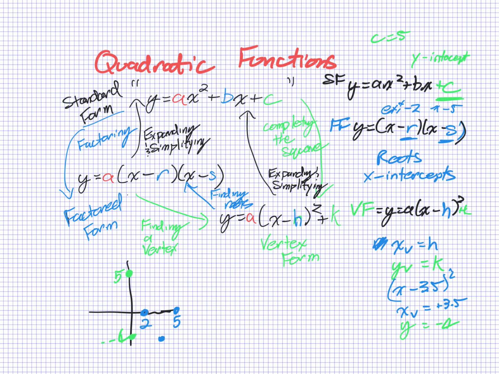Okay, so when I go to connect these, all of those pieces in the different forms give us the information we need about a quadratic. We figure out the y-intercept, we figure out the two x-intercepts, and this is the vertex here. So each of those gives us a key piece of the puzzle that we're trying to solve.